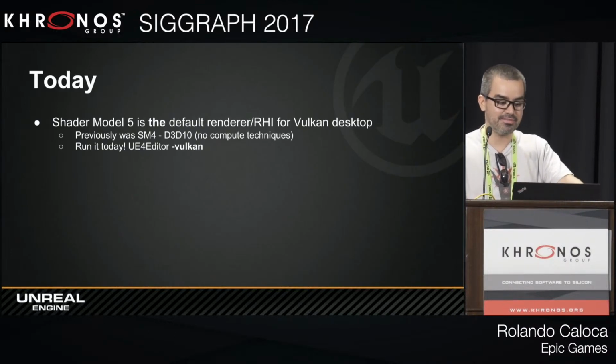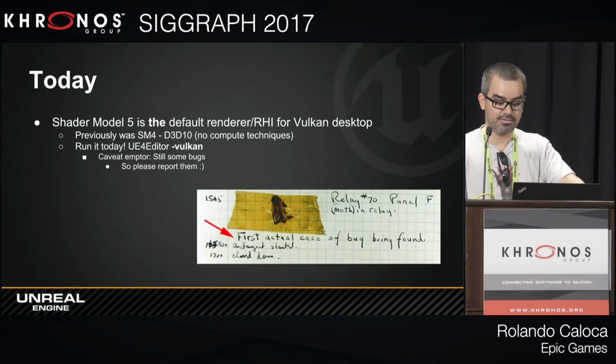So, as I mentioned, Shader Model 5 is the default renderer right now for Vulkan. Before that, what we had at the end of last year was the Shader Model 4 renderer, which includes basically the D3D10 style techniques, without compute. So if you go to the latest GitHub today, you can just add -vulkan, and that's what you'll get. But there are some bugs, just don't tell anybody.